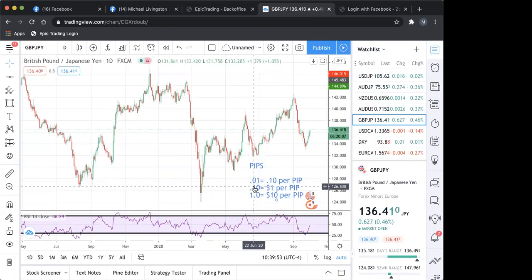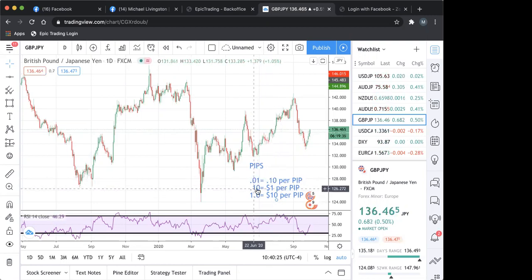Alright, so the way pips work, when you're going into your phone or your broker and you put in what lot size you want, this is determining how much you're risking or about to make if it's a 10 pip trade or a 20 pip trade. Let's say it's a 20 pip trade and you're doing a 0.01 lot. Well, every pip is 10 cents.